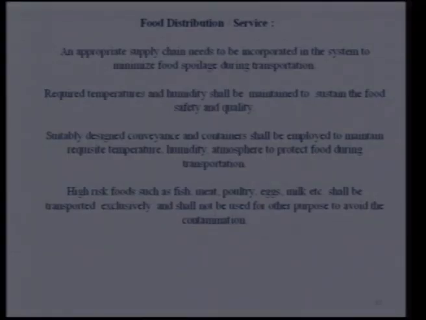And food distribution and service. So adequate care also should be taken during the supply chain. I already mentioned for certain products like milk or meat products which are highly perishable, the transportation should be suitably designed, maintaining requisite temperature, humidity, and atmosphere to protect the food during transportation. The high risk food such as fish, milk, poultry, eggs, etc. shall be transported exclusively and not along with other products to avoid contamination.